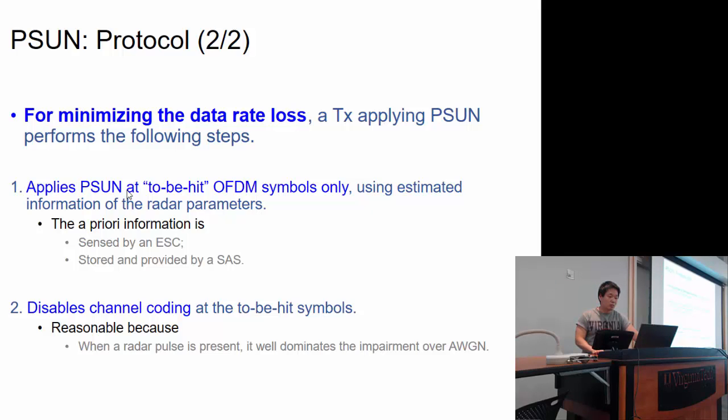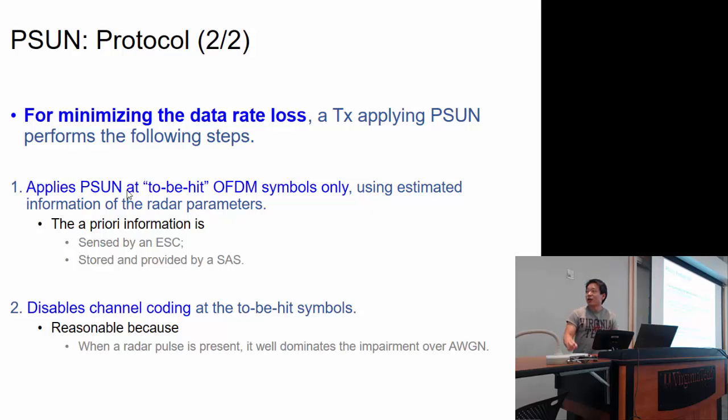The ways that I found are two. For minimizing the data rate loss, a transmitter that applies the PSUN technique, allocating null tones between the data tones, performs the following two steps before actually transmitting that OFDM symbol. Number one, that transmitter applies PSUN only at the OFDM symbols that are estimated to be hit by radar interference. So you need some more knowledge for doing that.